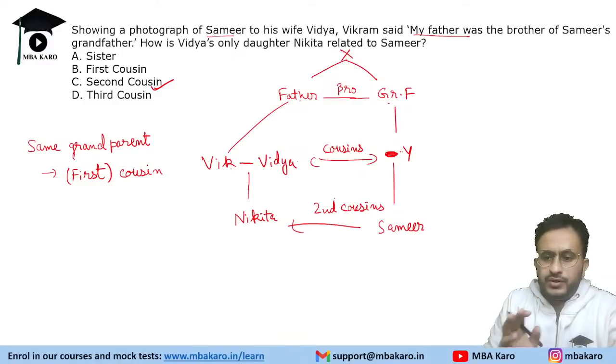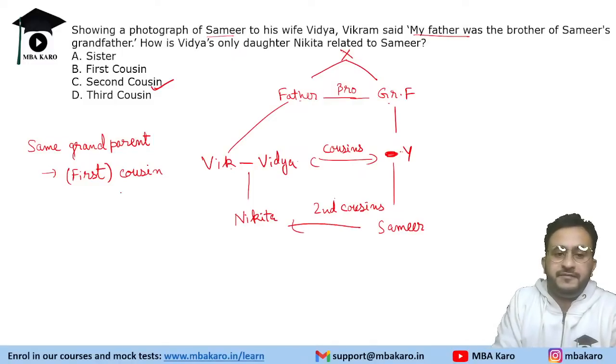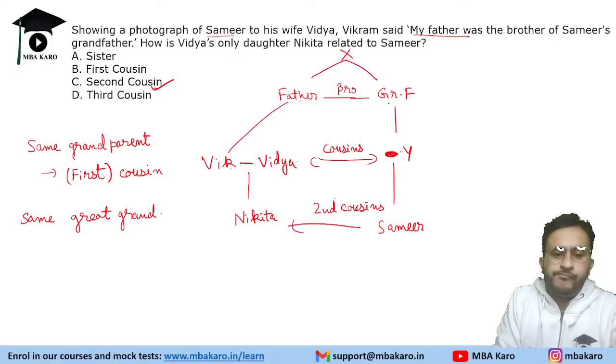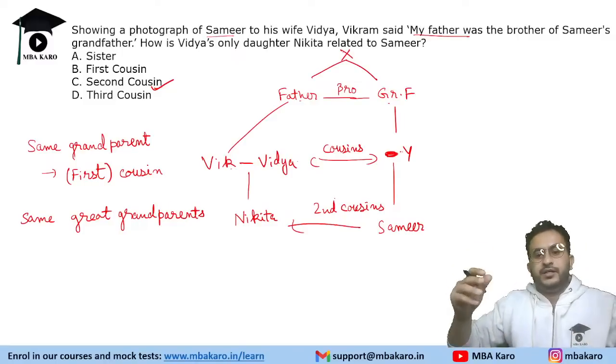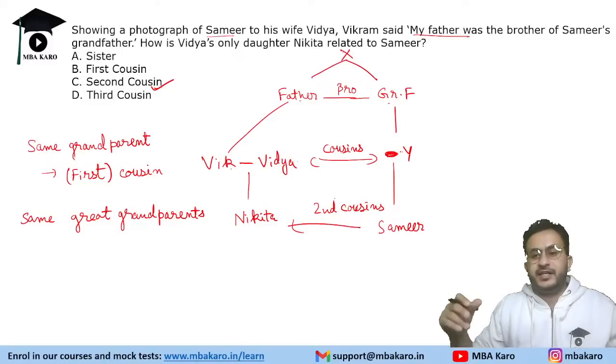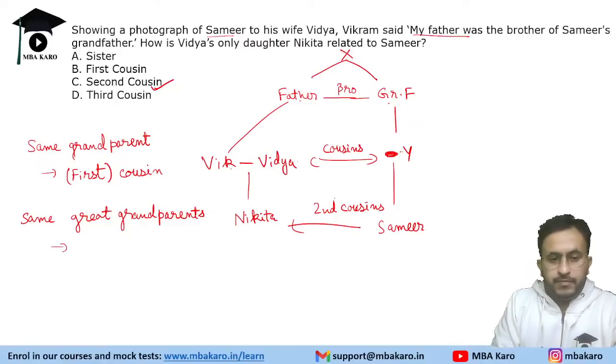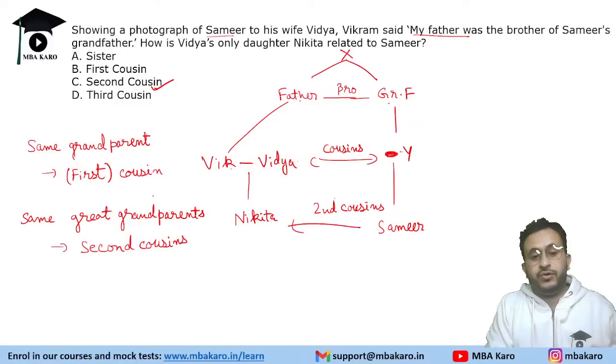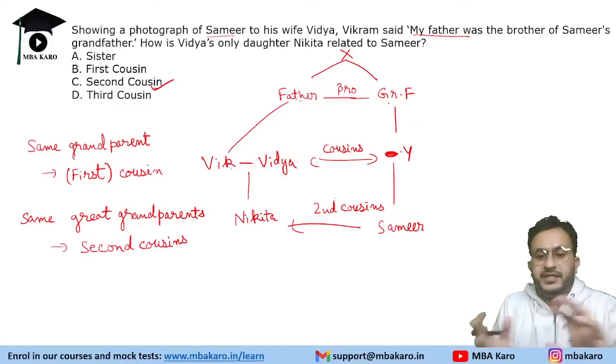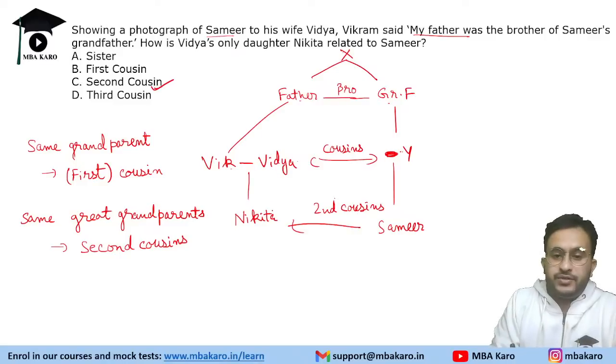Okay. So if you have the same grandparent, then they are first cousins. If you have the same great grandparents, or you can also show that if there are two cousins, their children are second cousins amongst themselves. We can also say that they have the same great grandparents, or their grandparents are siblings, right? So that is called second cousin.